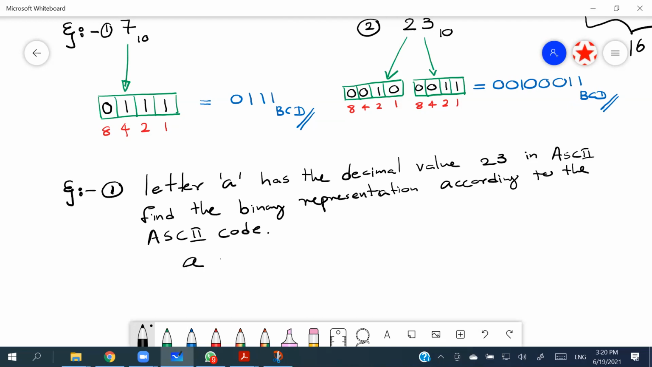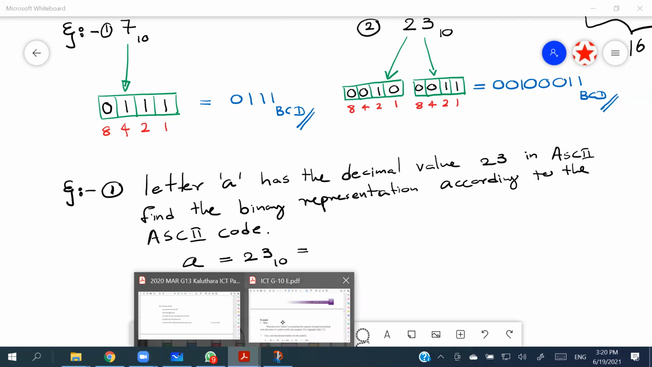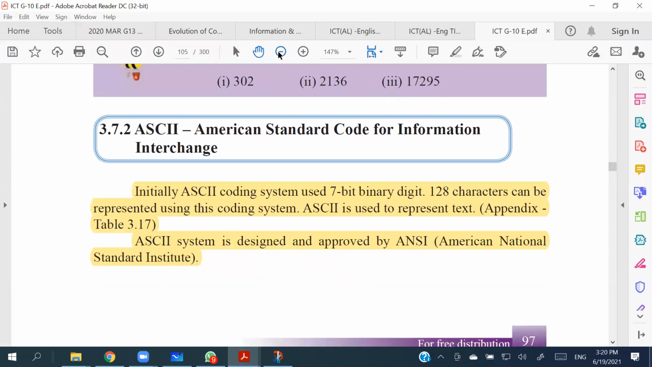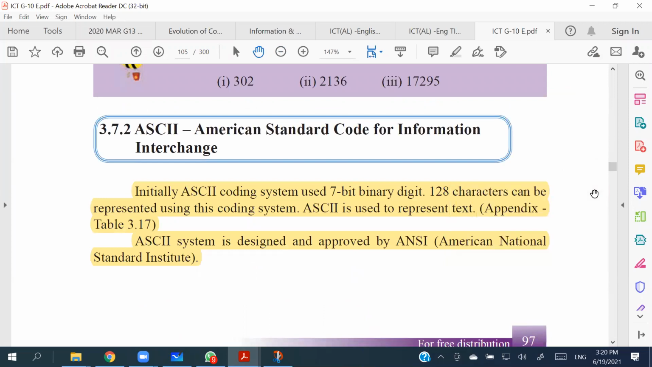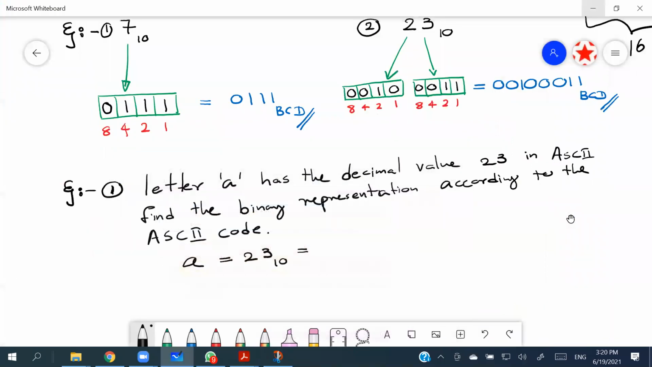So A is equal to 23 in decimal. So ASCII code contains 7 bits, right? So we have to specify 23 in 7 bits. Tesandu, we wrote the very first one, son. And I'm going to take a look at the example. This is page number 97, at the bottom of page number 97. So 23 is going to be represented by what? By a code which contains 7 bits.